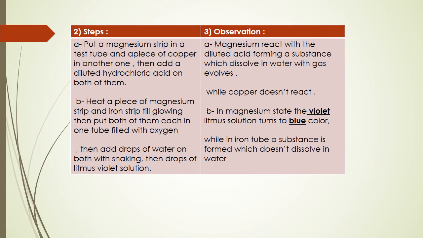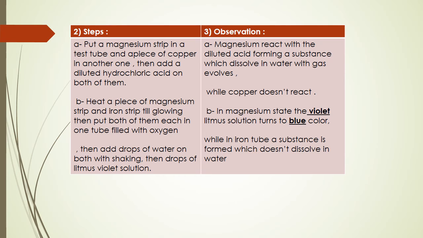Number 2, heat a piece of magnesium strip and the iron till glowing. Put both in a tube filled with oxygen. We note the magnesium changes the color of the violet litmus paper to blue.